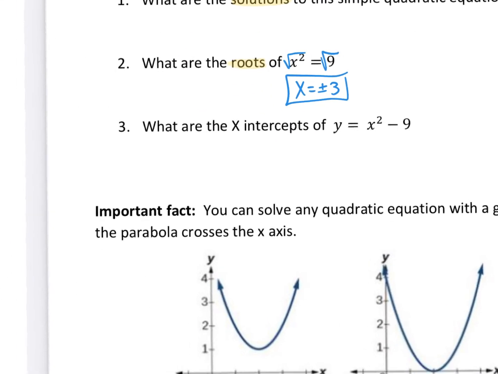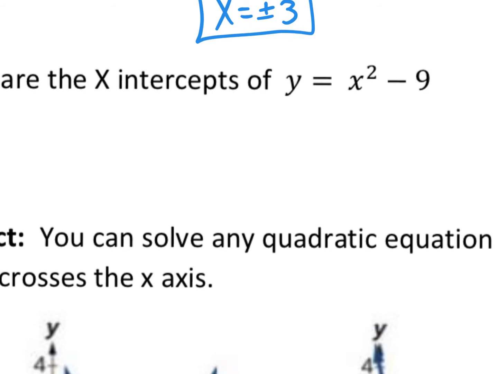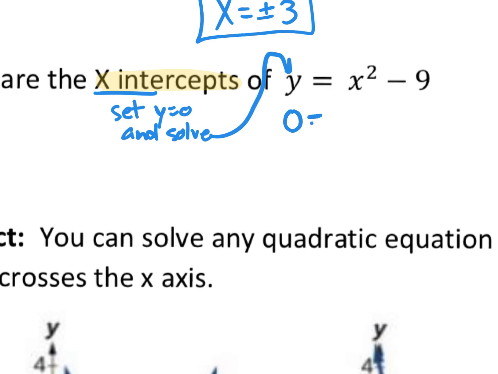And also this last one, what are the x-intercepts? Well, of course, to find the x-intercept, you must set y equal to 0 and solve. So here is the y. We're going to put a 0 right there. So we're going to put equals 0, or 0 equals x squared minus 9. And I don't really like having the equals 0 over here. I would rather write it over here, and that's what I'm going to do. So that's going to be x squared minus 9 equals 0.